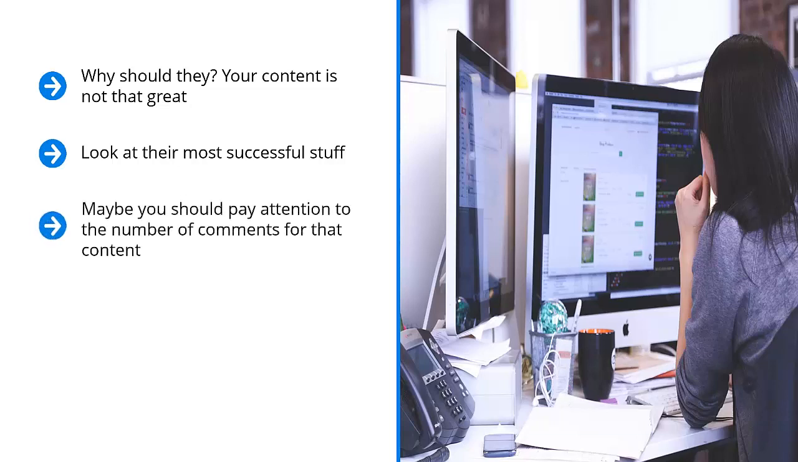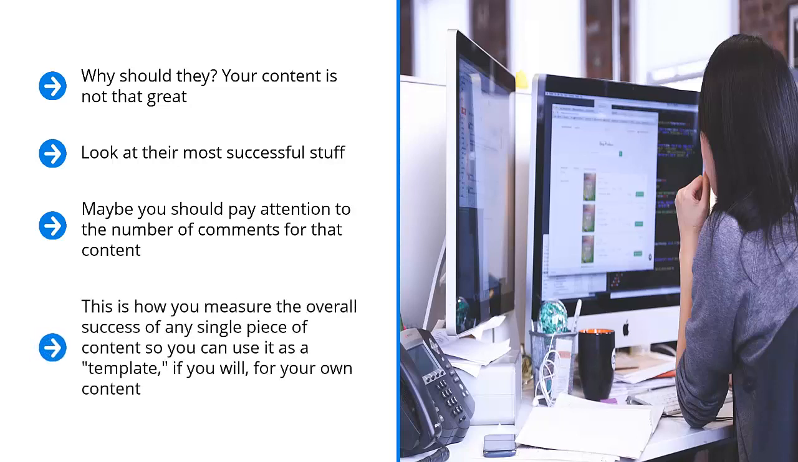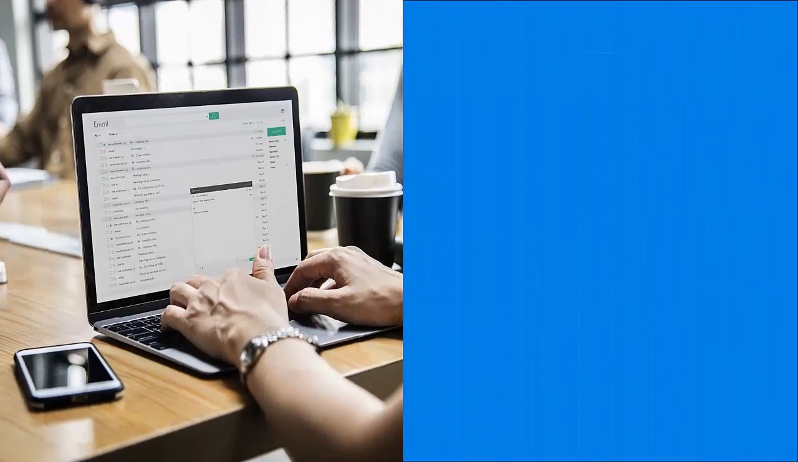Maybe you should pay attention to the number of comments for that content. Maybe you would want to run a backlink checker on a piece of content and see how many other blogs or websites link to it. This is how you measure the overall success of any single piece of content so you can use it as a template, if you will, for your own content. I'm not saying that you should rip it off. Instead, I'm encouraging you to use it as a starting point and come up with something so much better.